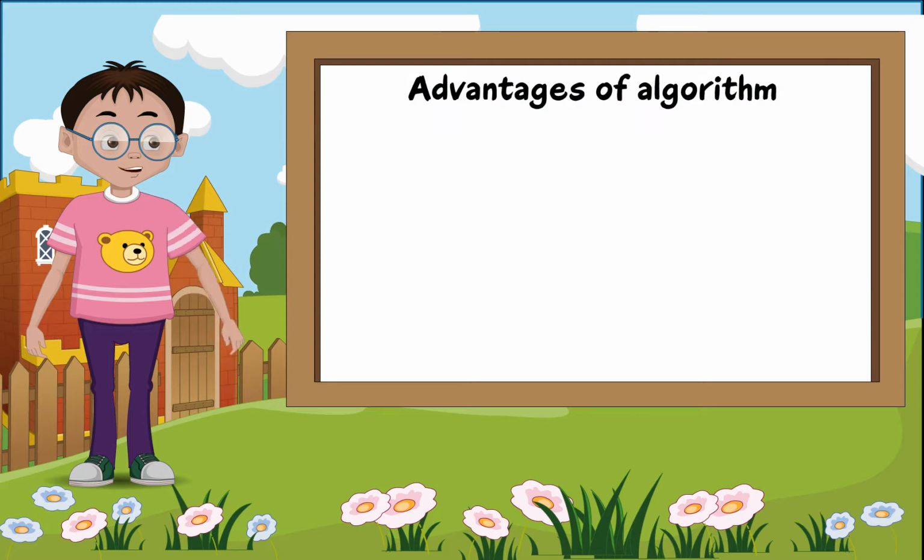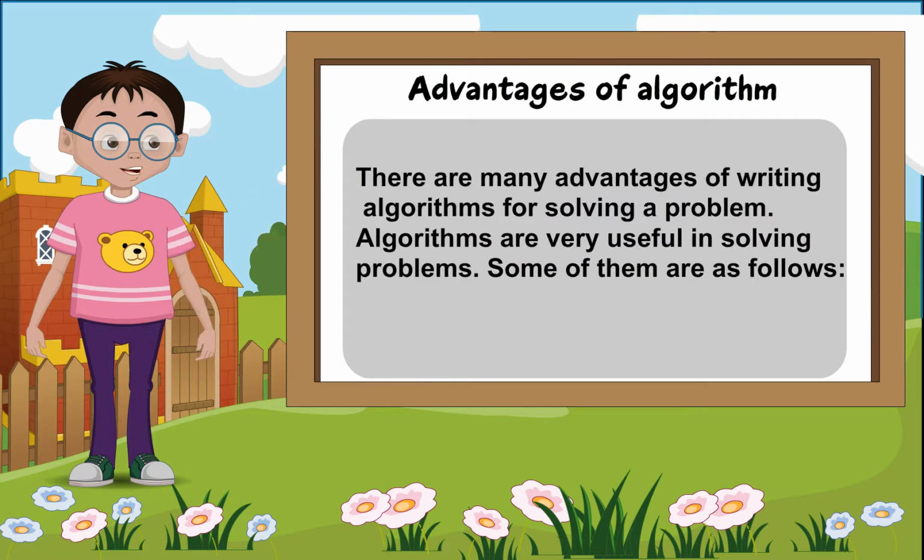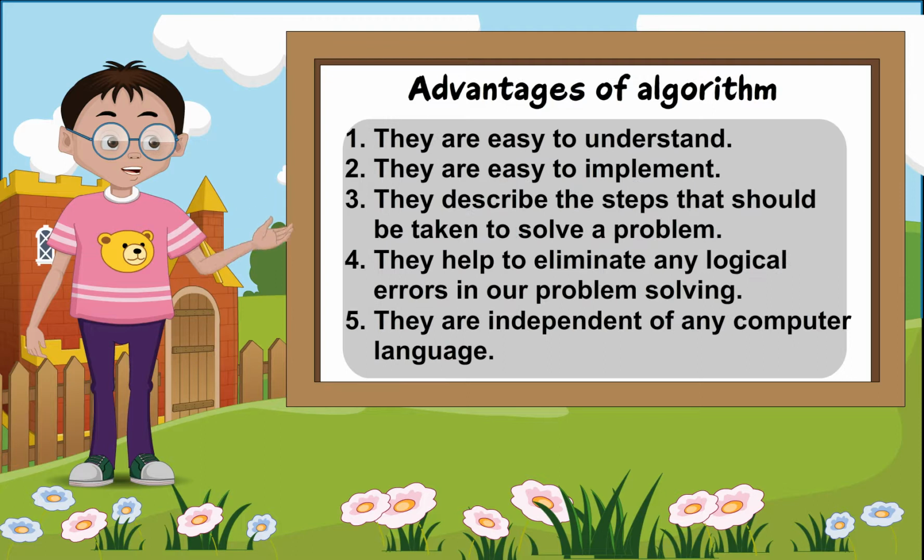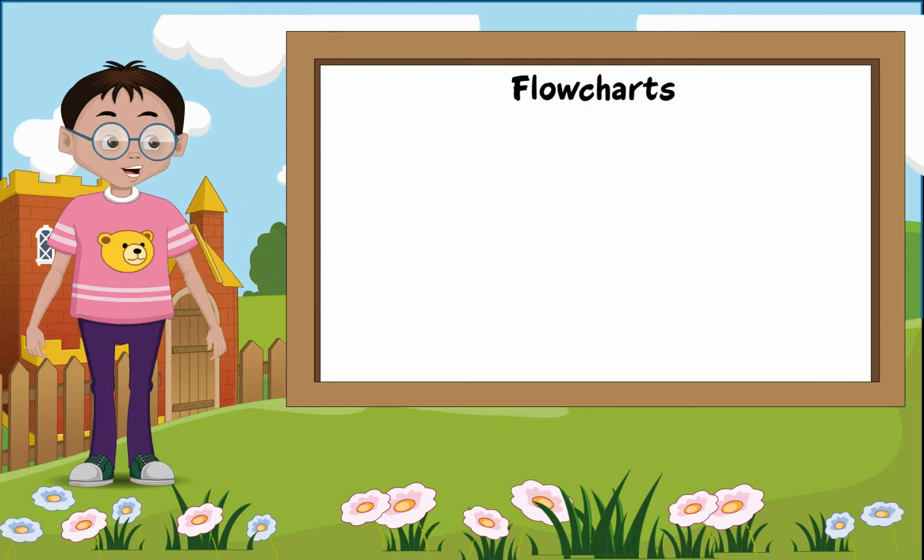Advantages of algorithm. There are many advantages of writing algorithms for solving a problem. Algorithms are very useful in solving problems. Some of them are as follows. They are easy to understand. They are easy to implement. They describe the steps that should be taken to solve a problem. They help to eliminate any logical errors in our problem solving. They are independent of any computer language.